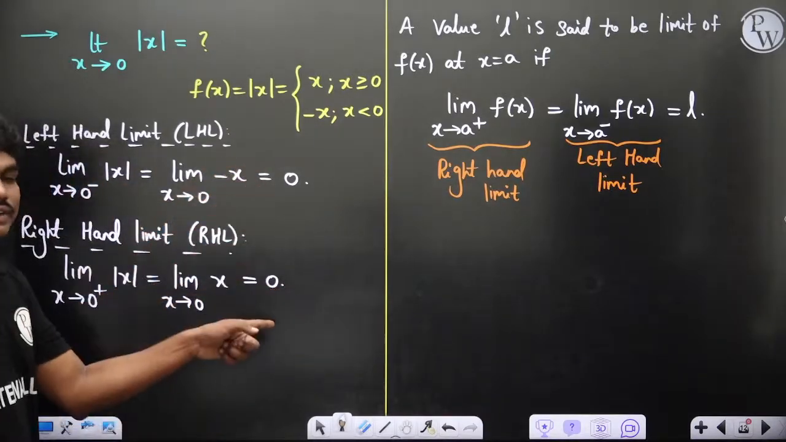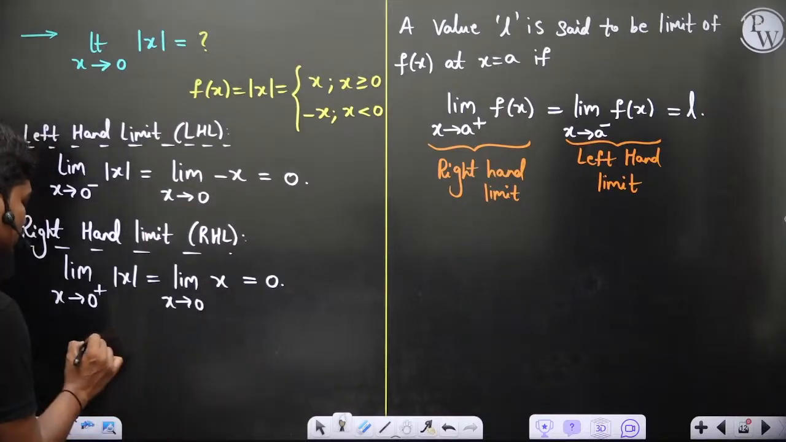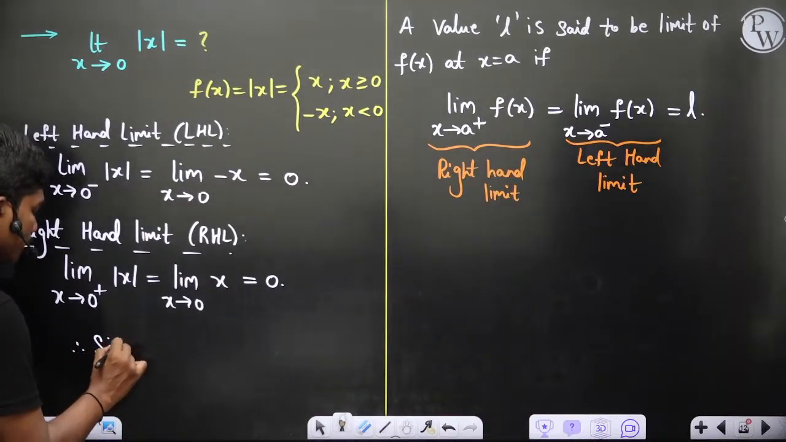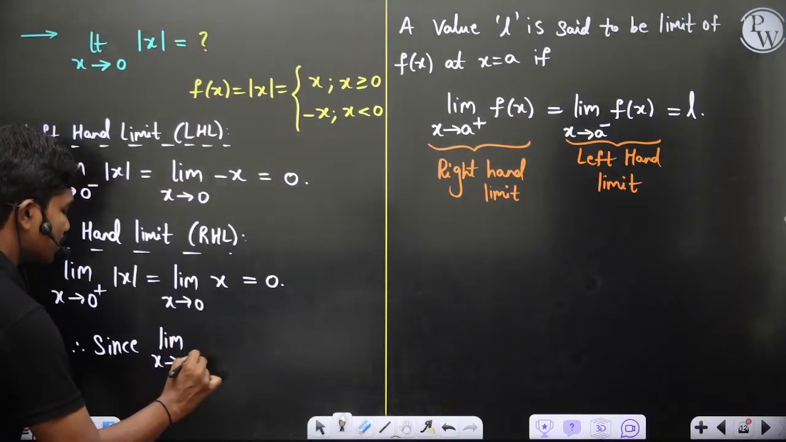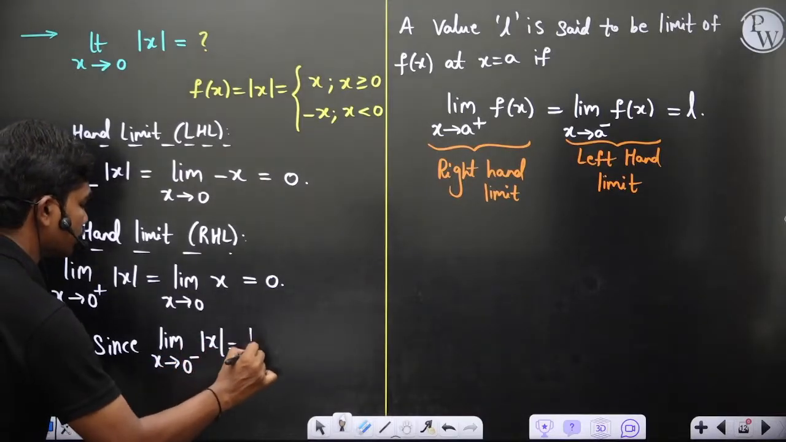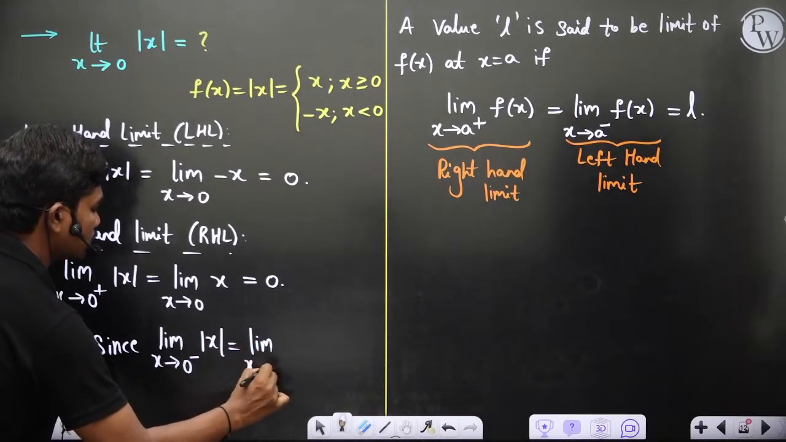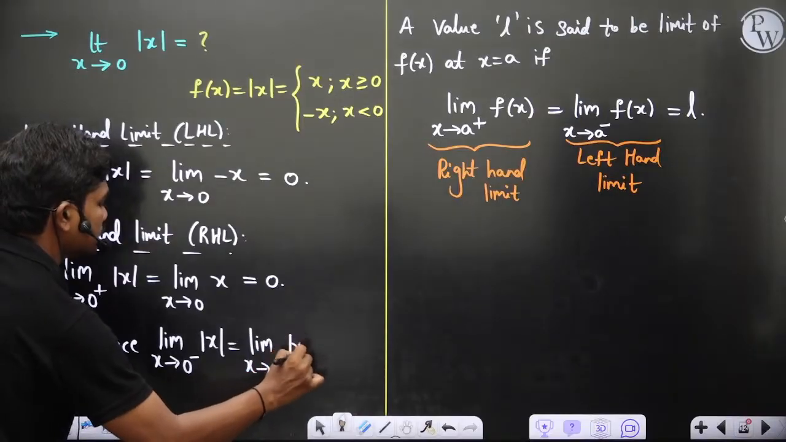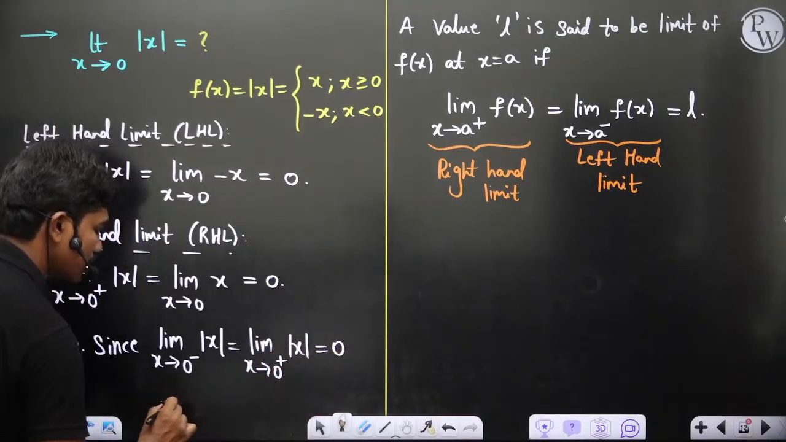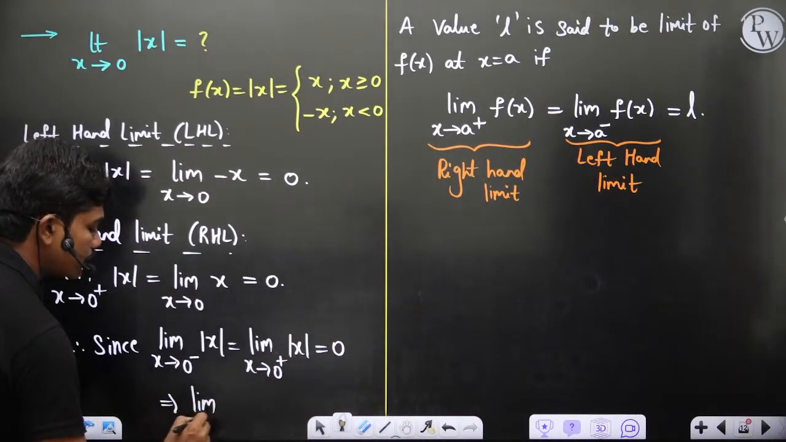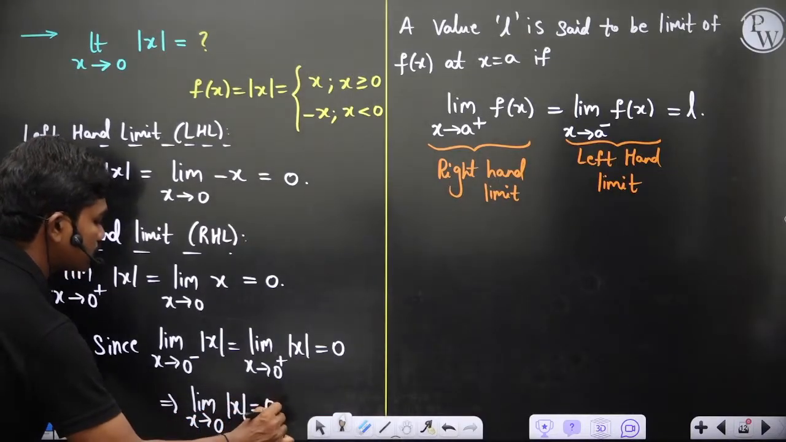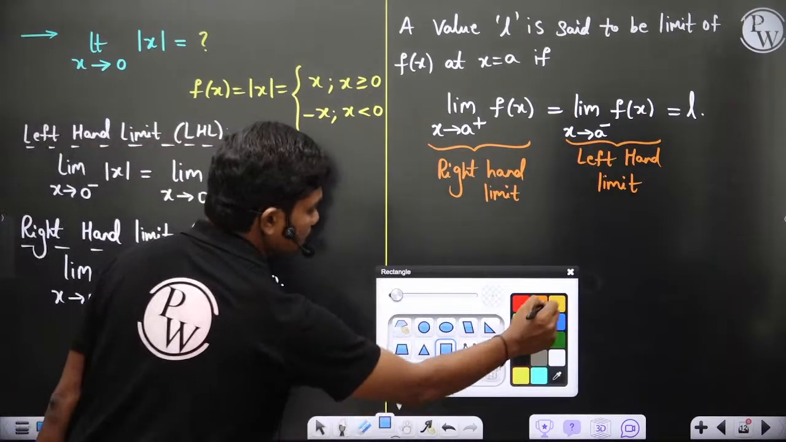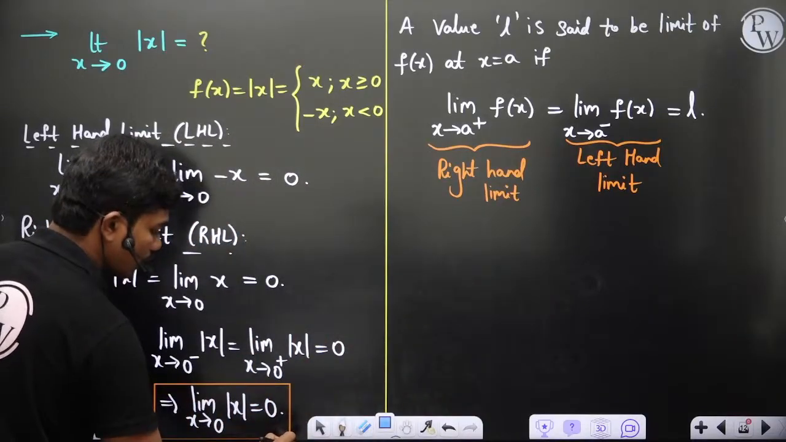Now both of these are giving zeros. Therefore, I've started with a simple example: limit x tends to 0 minus mod x is equal to limit x tends to 0 plus mod x is equal to 0. Since both the limits are equal, we can simply write limit x tends to 0 of mod x is equal to 0, that's it. This is how we can write the limit.